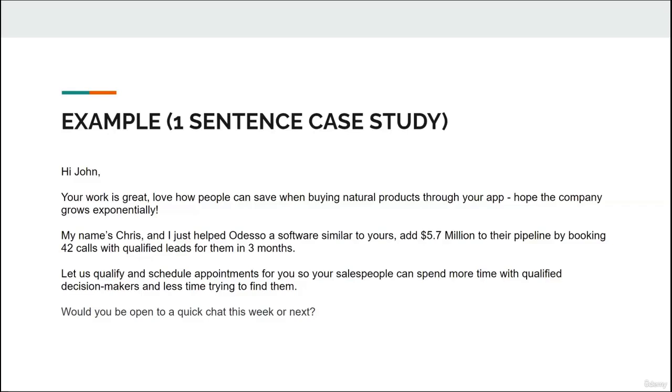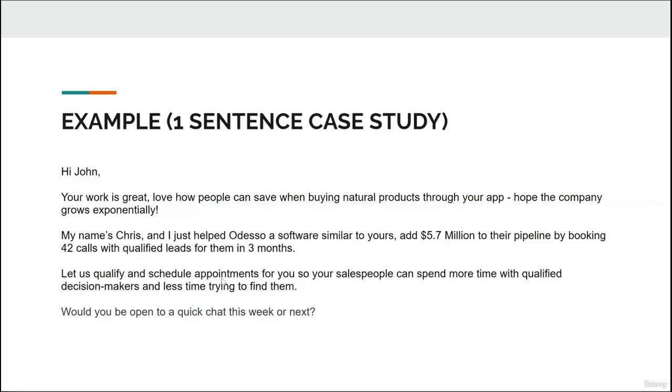And then this is where the one-sentence case study is. My name's Chris, and I just helped Odeso, a software similar to yours, add $5.7 million to their pipeline by booking 42 calls with qualified leads for them in 3 months. Okay. That's my one-sentence case study. There's the result. I start off with the result and then how I did it. So the result is I added $5.7 million to the pipeline, and how I did it? Well, I booked them 42 calls with qualified leads in 3 months.